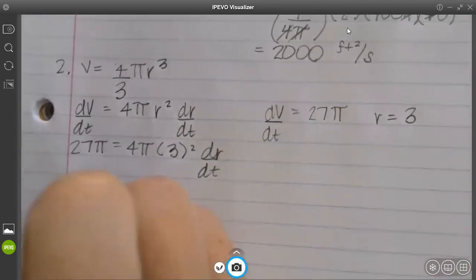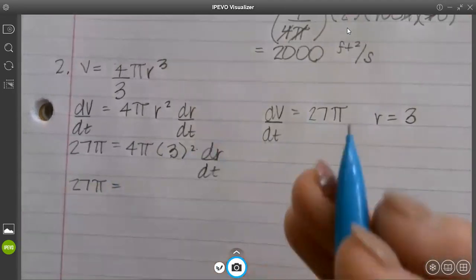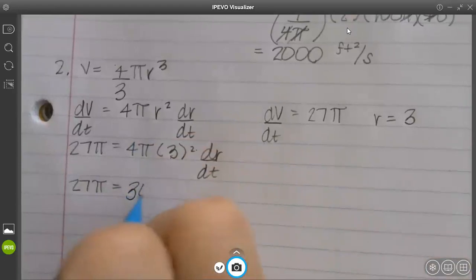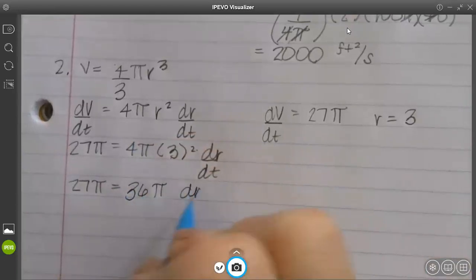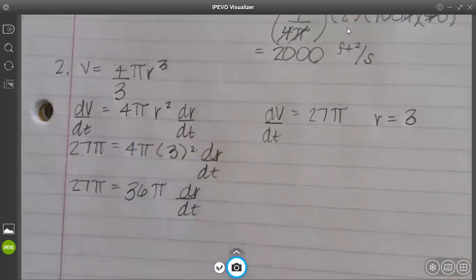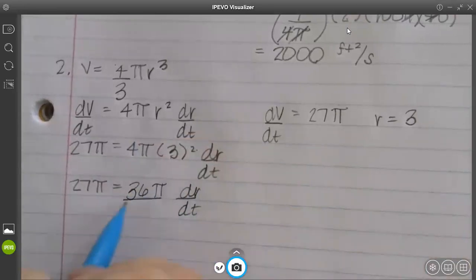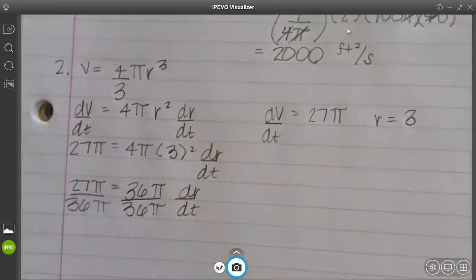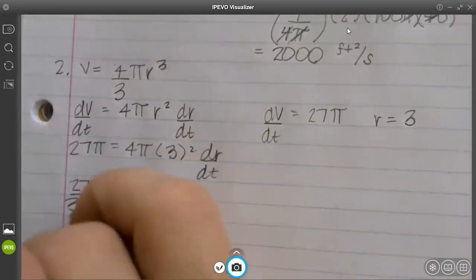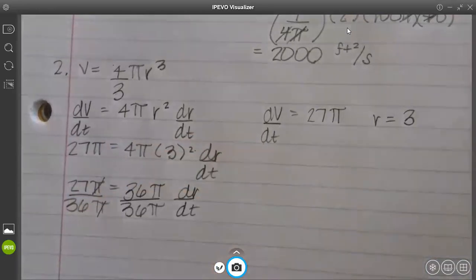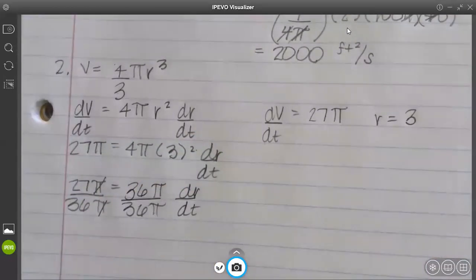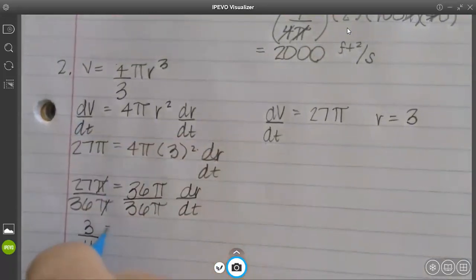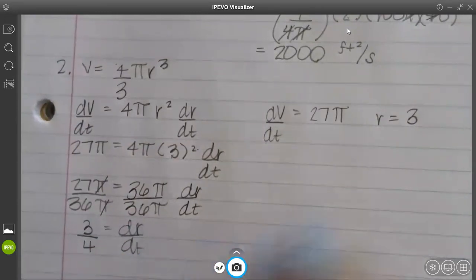We get 27 pi equals, what's 3 squared times 4? Yeah, 36 pi times dr dt. How do we solve? Divide by 36 pi. Guys, your pi's cancel out. Both were reduced by what? 9. 27 divided by 9 is? 36 divided by 9 is? That's your dr over dt.